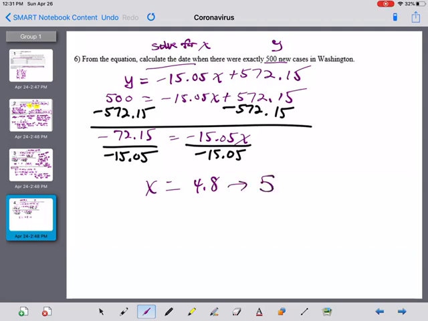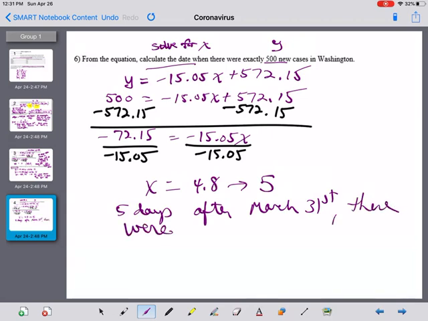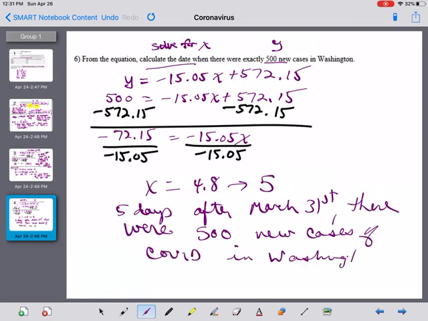So when you divide, you get about 4.8. So we'll round it to 5. So about 5 days after March 31st, there were 500 new cases of coronavirus in Washington.